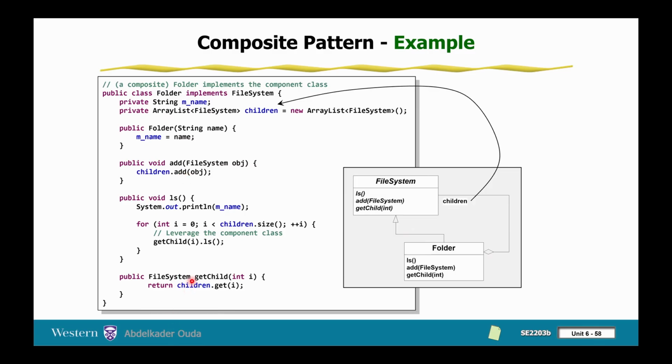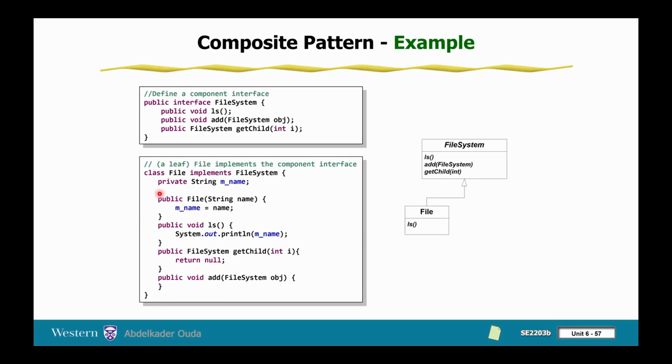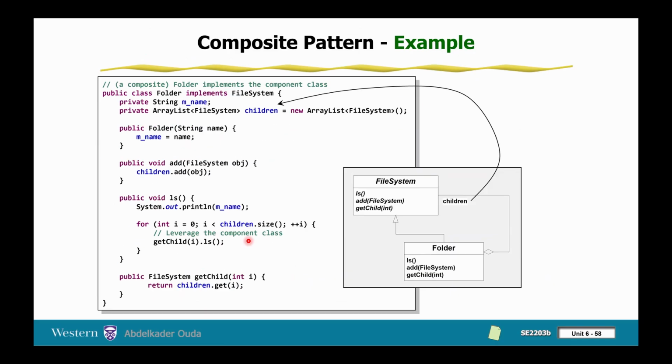And then the implementation for the other two methods: add accepts any object of type FileSystem. Look at that, any object of type FileSystem, that can be a folder or a file. We don't know. And add it to the collection. And getChild has an integer as an index of this collection and returns the specific object in that location in the collection based on the value of the index. Okay, what about ls? ls in the previous class for the File simply displays the file name.